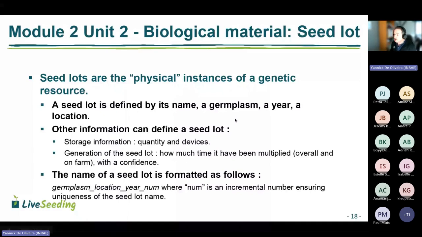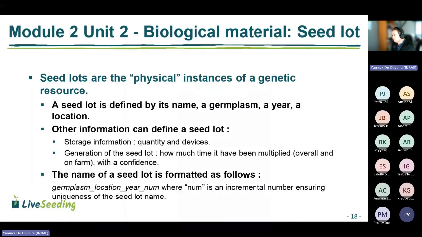Next, you have seedlots. This is the main object that we will manipulate in SHineMas. We can consider it as the physical instance of genetic resources. It is defined by its name, a germplasm, a year. In a general way, it is the year of creation of the seedlot. So it can be a harvesting year or the year when you received a seedlot from another farmer, and the location.